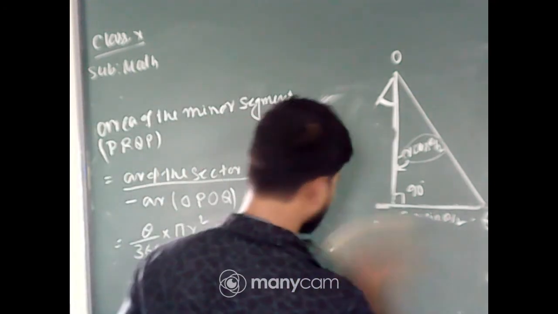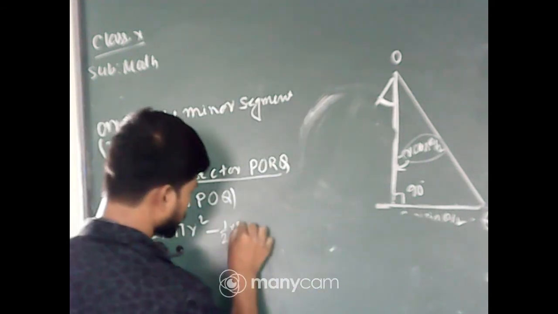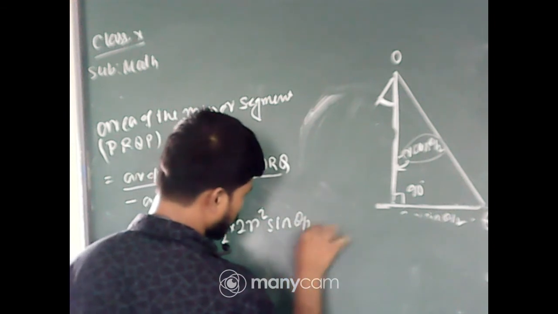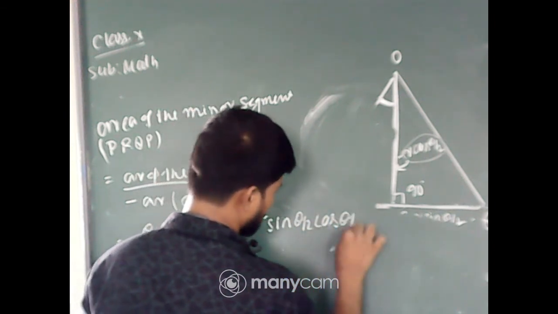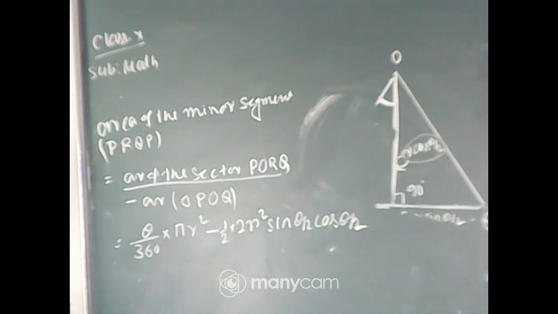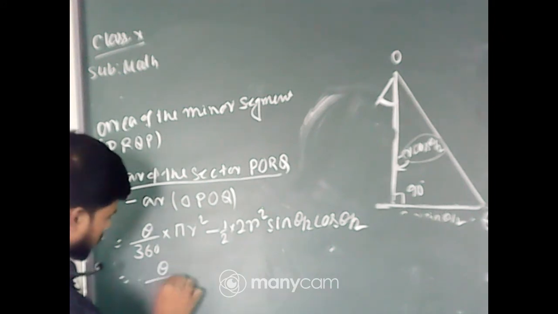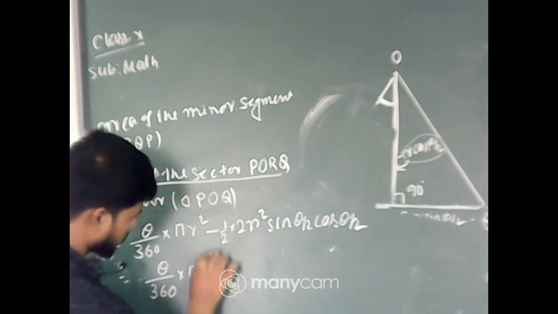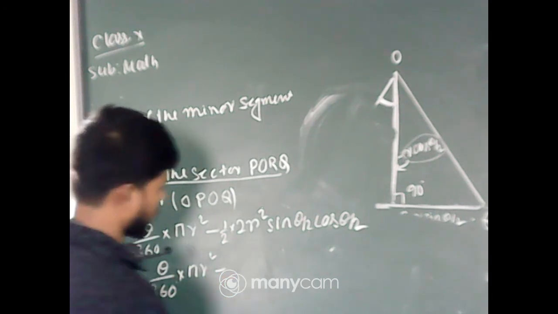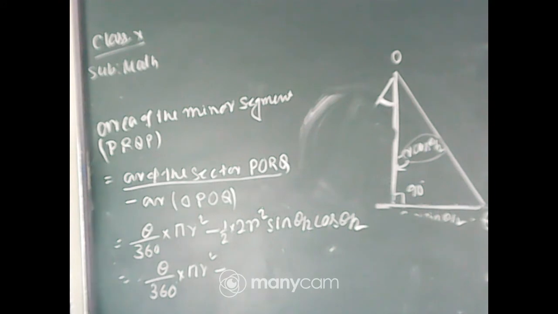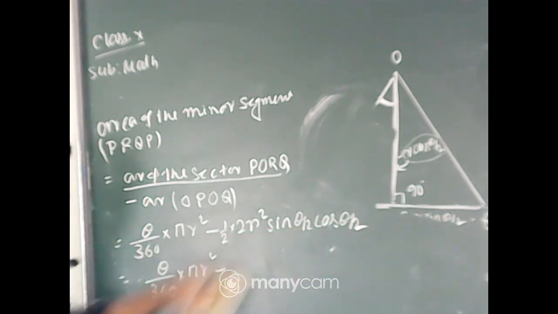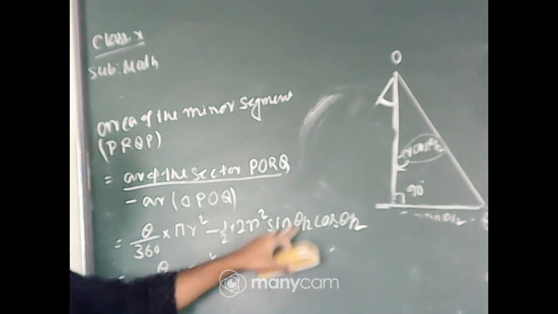2R square sine theta by 2 cos theta by 2. That means theta by 360 degree into pi r square minus... actually, there was a formula. Okay, we'll apply this one. Cut 2 and 2 and then put the values of this.